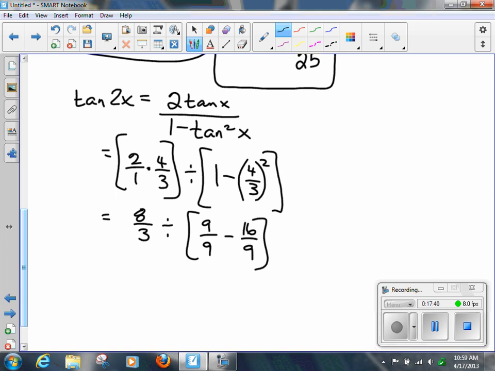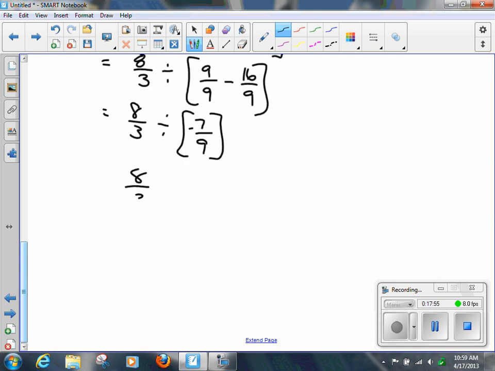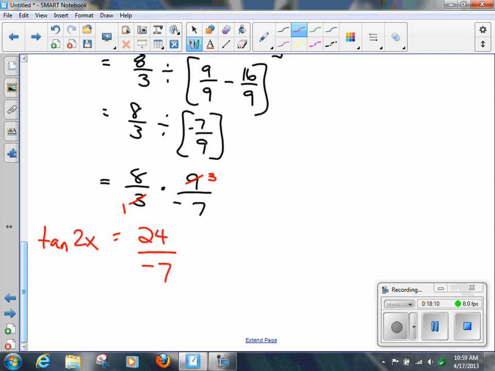How do I know that? Because 1 is 9/9 and I want to have like denominators, yes? Keep going. 8/3 divided by negative 7/9. And now I'm going to multiply by the reciprocal. This is a pain in my hind end. Is it a pain in yours? Oh, look, I'm not using a calculator. How many of you had 24 over negative 7? High five to you. Boom.